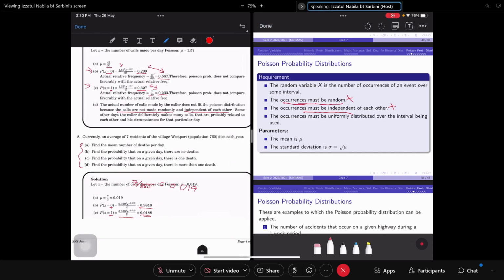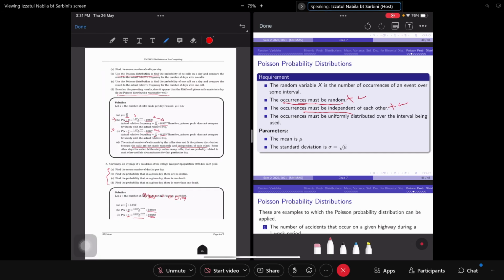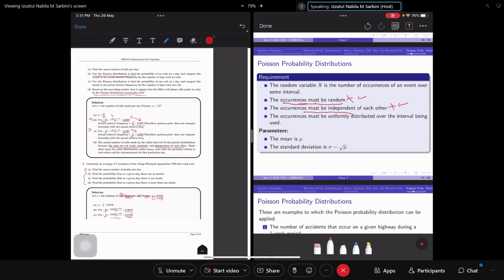Okay, when you talk about death, if you want to see why we use Poisson for this case, it is because it is random and it is independent. Because with death, we don't know when death can happen, how many deaths can happen per year. It is very random and very independent. So that's why we can use the Poisson distribution for this case. That's why it fits more compared to question 7 just now. The calls are not made randomly and it's not independent, because it depends on Katie, when she could call. That's why question 8 is okay for you to use Poisson but not question 7.